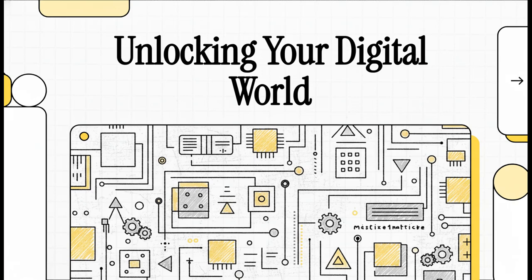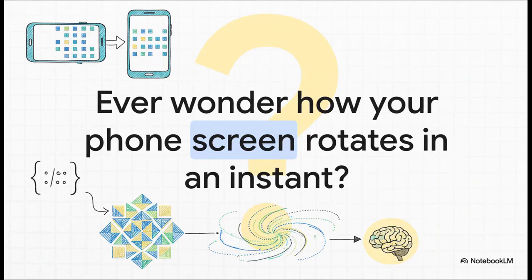Today, we're going to pull back the curtain on the hidden math that powers pretty much your entire digital life. It's the invisible blueprint behind everything from your phone to the latest video games, and we're going to see exactly how it all works. I mean, really think about it for a second. You turn your phone, and bam, instantly millions of tiny pixels just rearrange themselves into a perfect new layout. Now that's not magic, it's math, and it's the perfect place to start our journey.